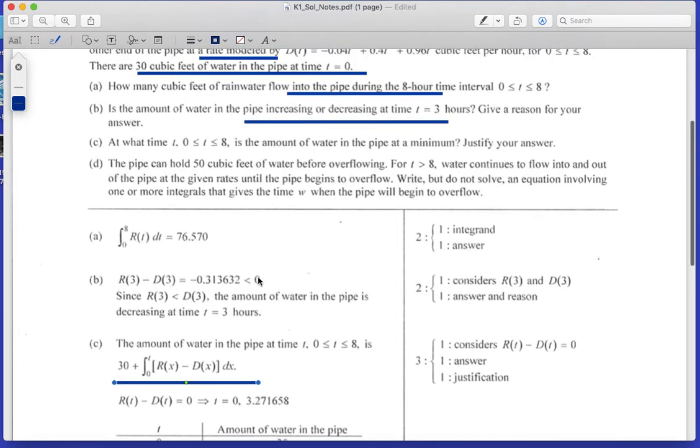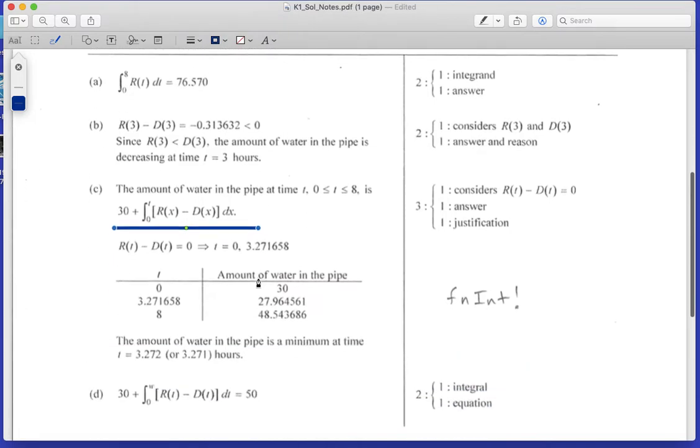So is it maximize or minimize? Minimize, I'm sorry. This is the function we want to minimize. Well, how do we minimize something like this? How do we minimize any function? Well, where can absolute maximums and minimums occur? At critical points and at endpoints. We've got two endpoints, 0 and 8.